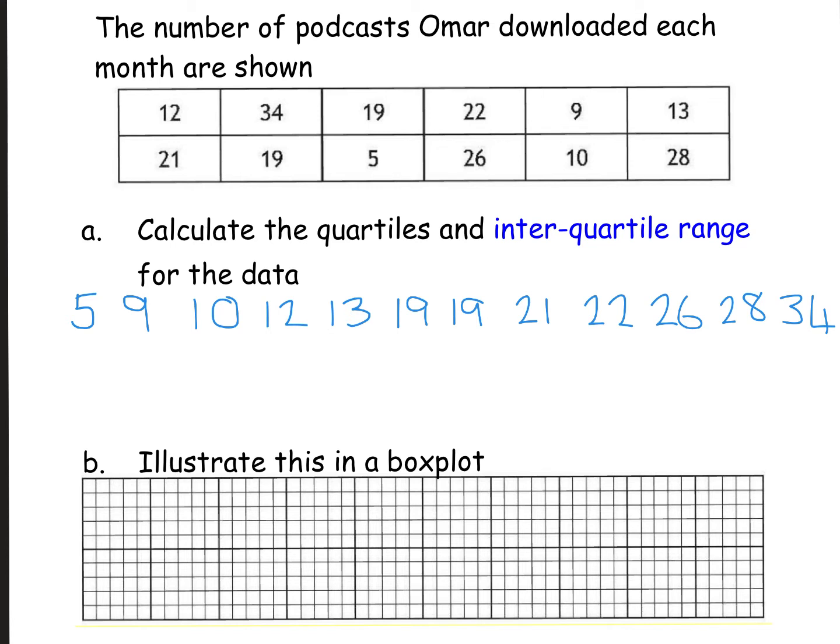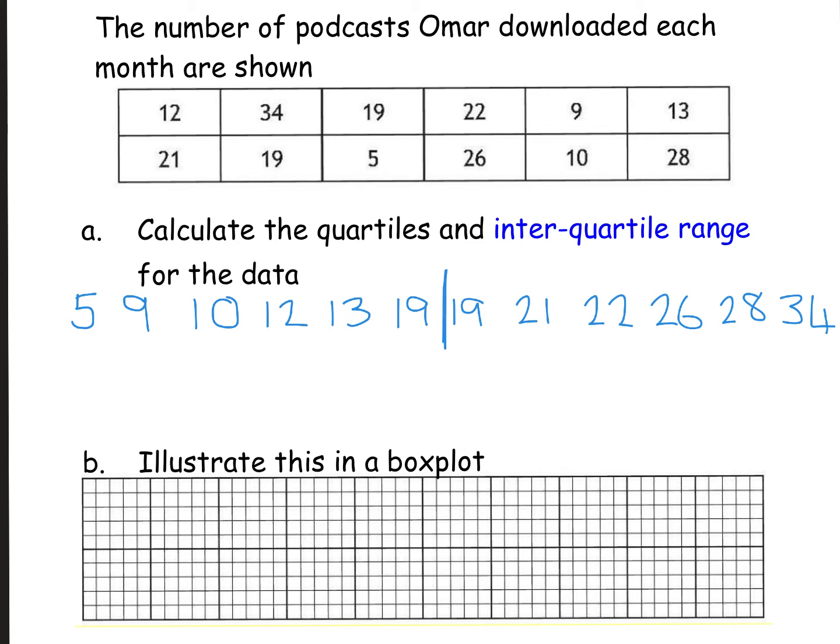Double check, please, before you start getting the quartiles, that you have the same amount of numbers from your list. I've already double checked that I've got all 12 numbers. If you miss a number out, you will lose a wee mark for your quartiles, but you can still get the follow-on marks. So let's find the quartiles. We have 12 numbers, so we'd have 6 on the left and 6 on the right. There actually isn't a middle number. It's going to be right here between the two 19s.